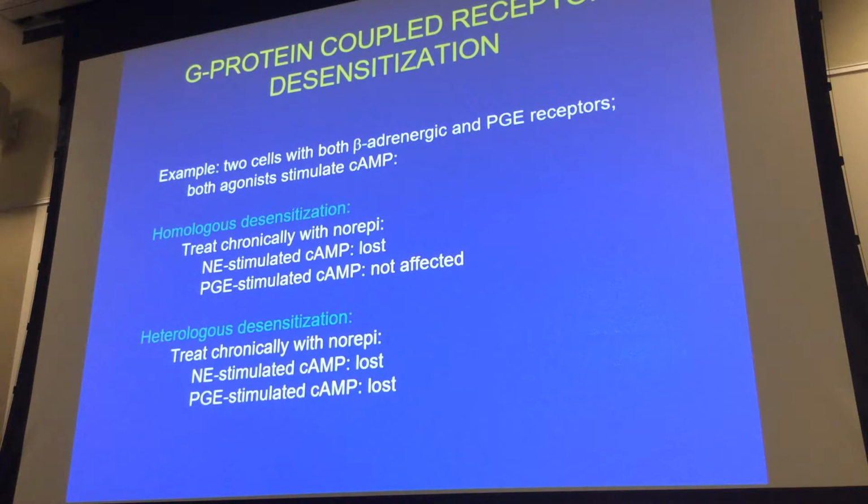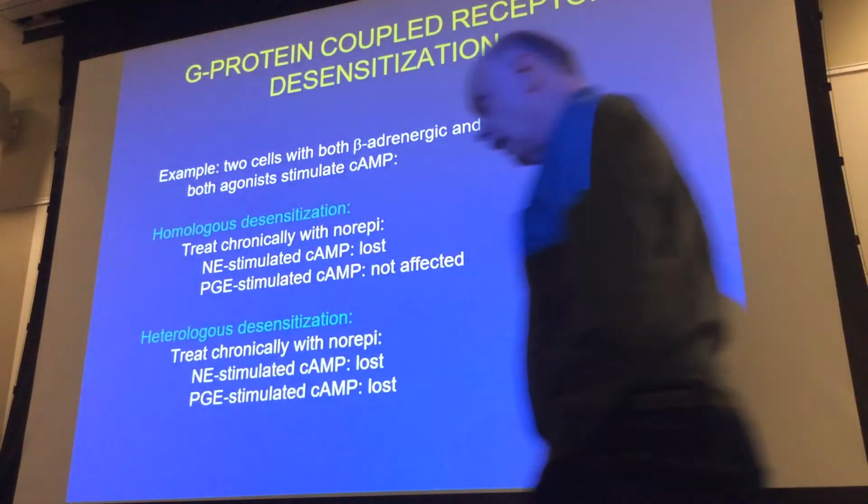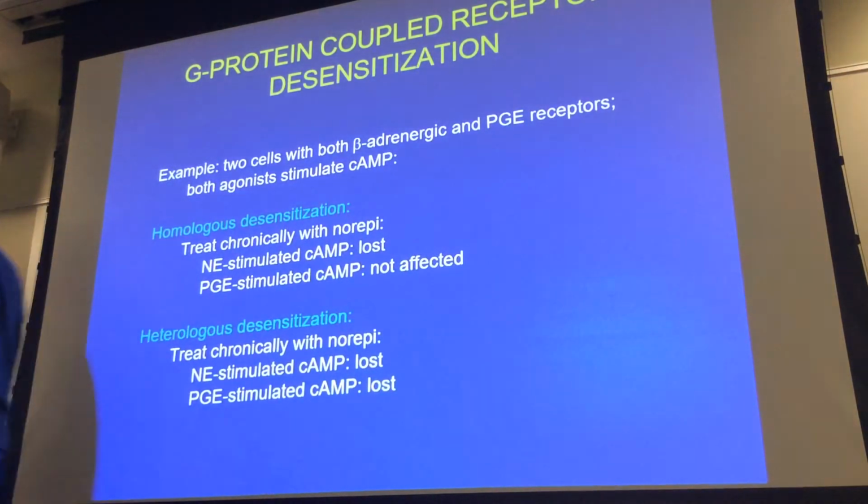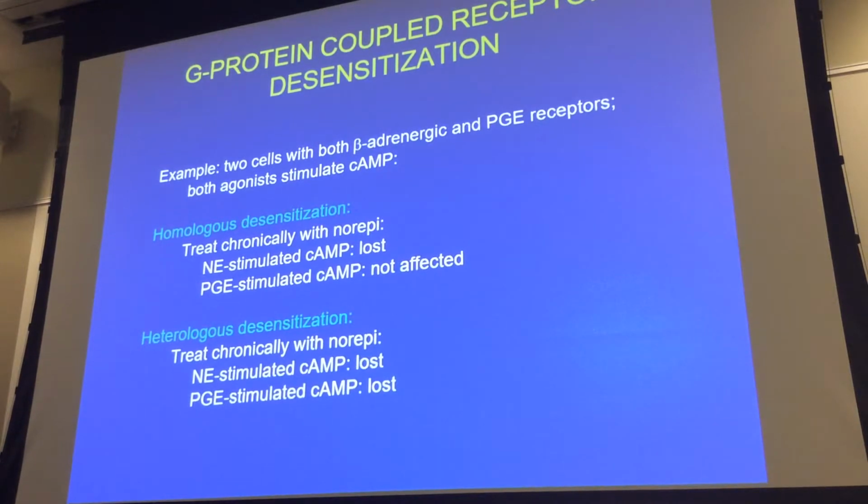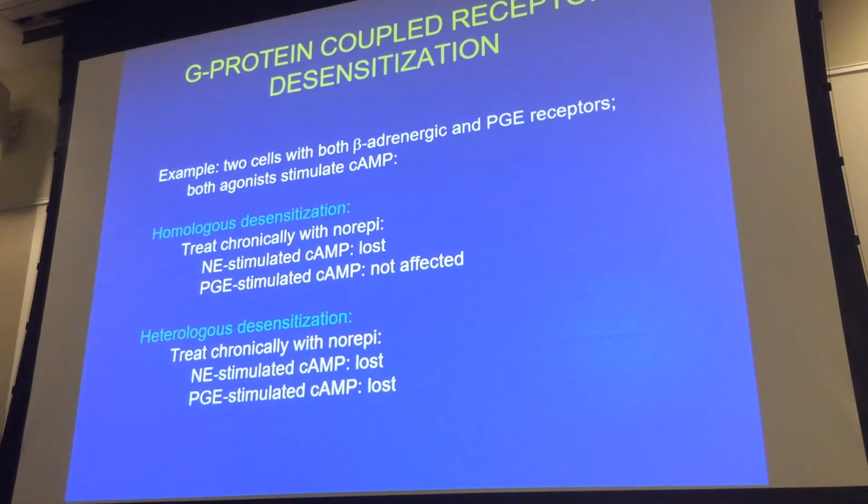I want to spend a lot of time now talking about mechanisms of desensitization. Remember last week I talked about the desensitization of the nicotinic ionophoric receptor, and we spent a little bit of time showing you how different affinity states changed the desensitization. The desensitization with G protein coupled receptors is much different and involves a lot of different steps, and so we're going to go through this in detail.